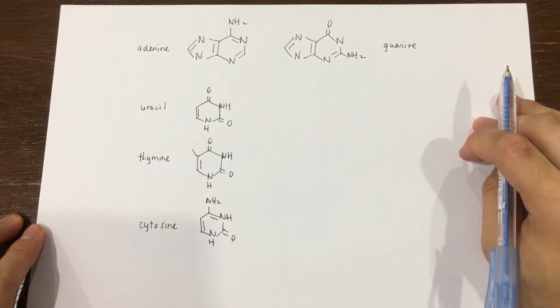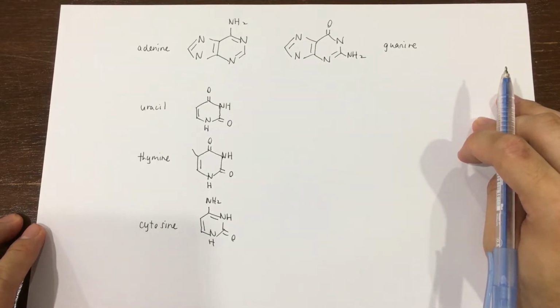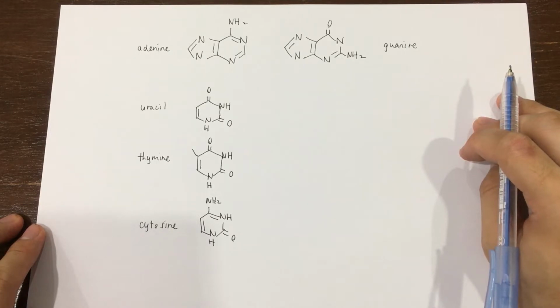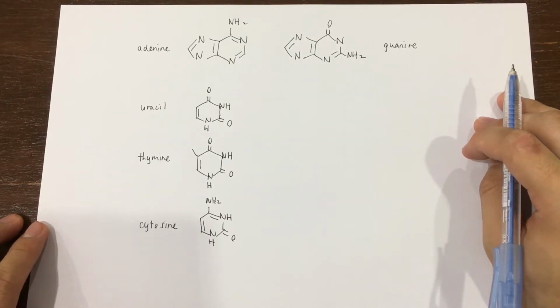In today's video, I would like to talk about ways that we can use to remember the chemical structures of the nitrogenous bases that can be classified into two categories. The first one being purines, which includes adenine and guanine, and the second category being the pyrimidines, which includes uracil, thymine and cytosine.